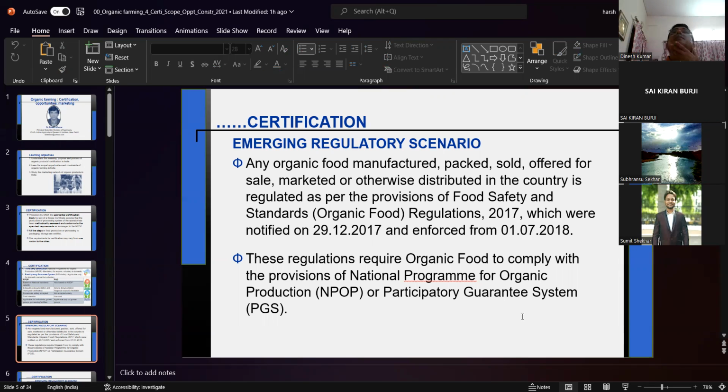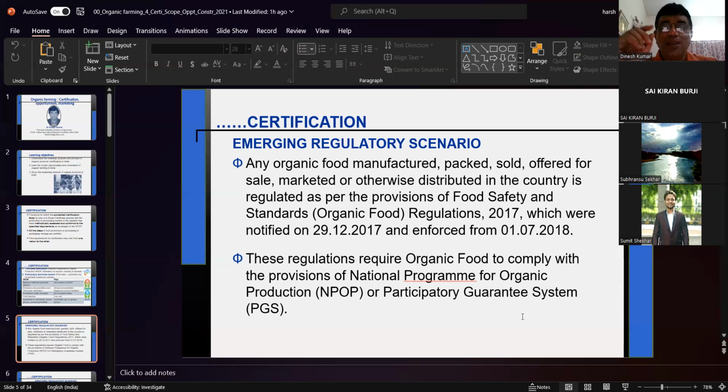So consumers could be, were cheated in that way. And it was not very authentic also. So then this FSSAI came into picture, and it made it mandatory that first you get certification either as third party or as PGS, and then we will give you one more logo and license, and then you can sell your organic product in the market. So that is the regulation from FSSAI.